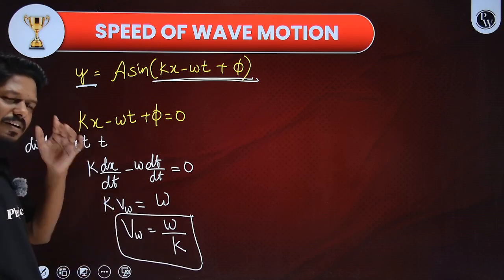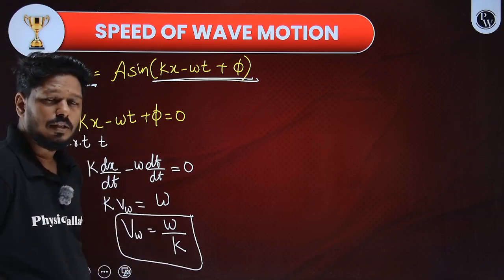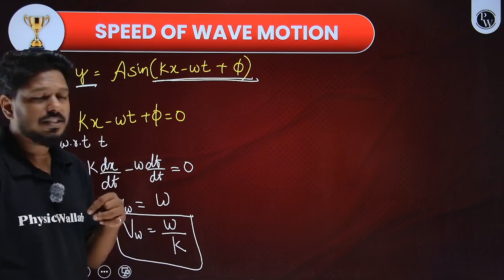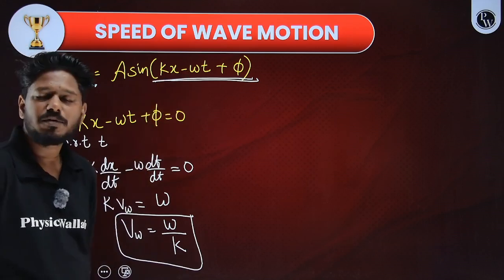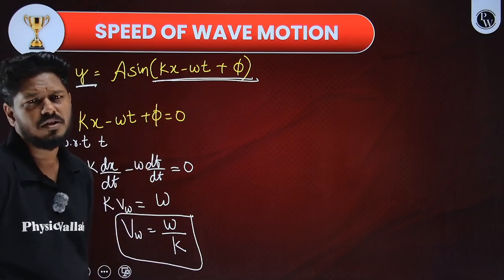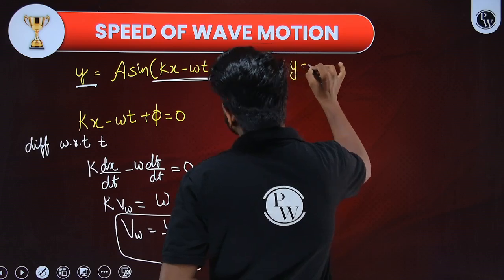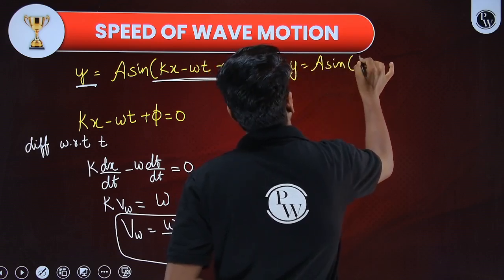So if I see the velocity, it is positive value. Therefore, I can say the particle is moving in forward direction. So as we have already discussed, if one term is plus and another term is minus, particle is moving in forward direction. Sir, what might have happened if I take the equation like y is equal to a sine (kx plus omega t)?